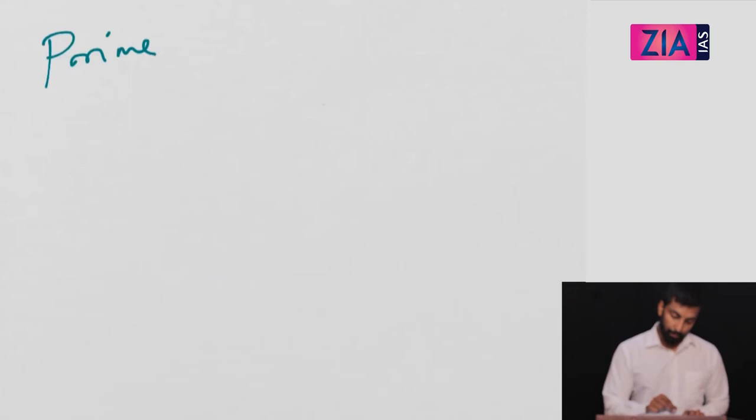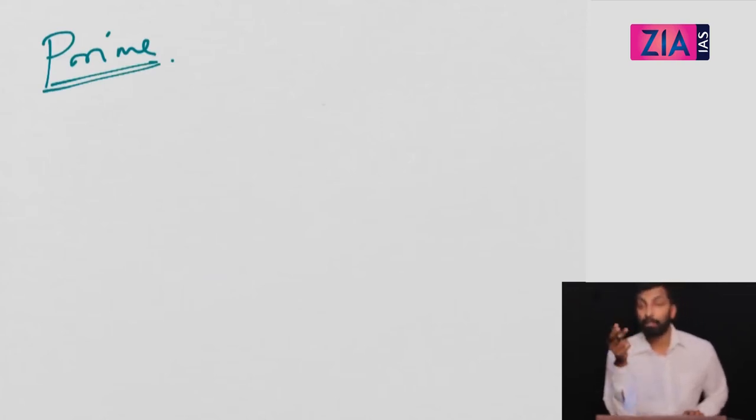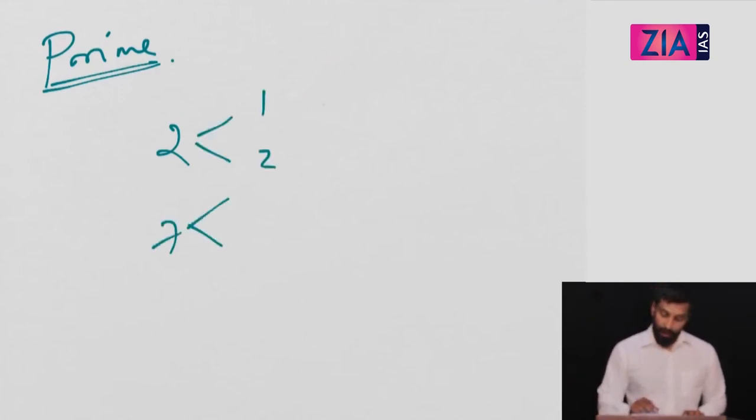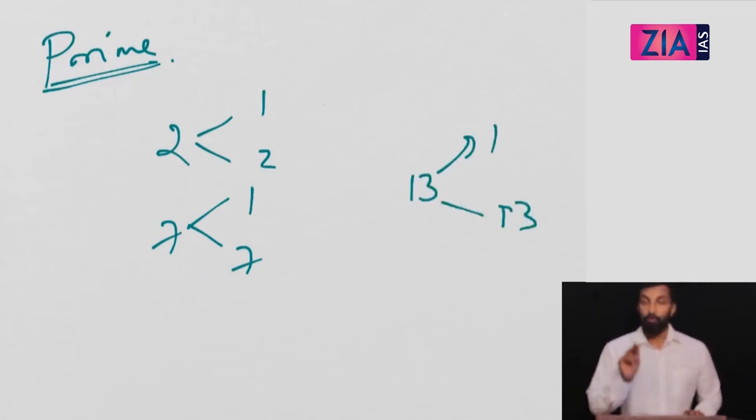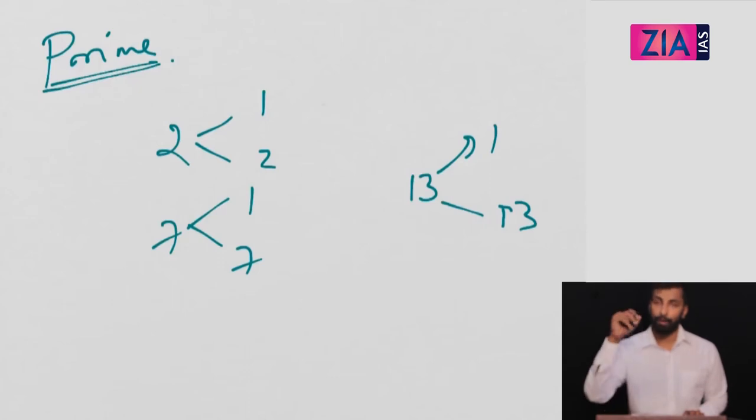Now next is, what do you mean by prime numbers? Prime numbers are those numbers which have exactly two factors. And what are the factors? 1 and that number itself. So you take a number 2. If I ask you what are the factors: 1 and 2. 7: 1 and 7. 13: 1 and 13. And 1 and that number itself will be a factor of all the numbers.